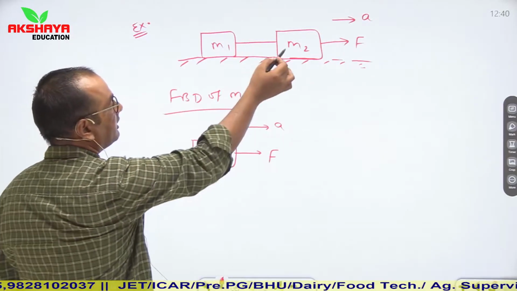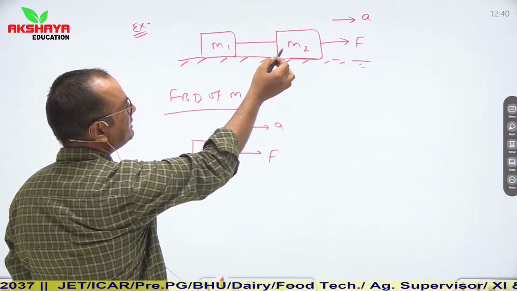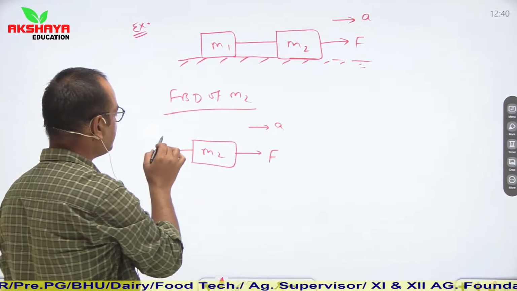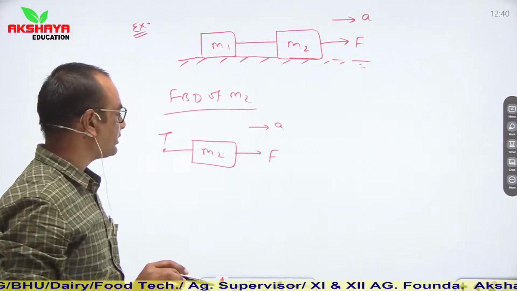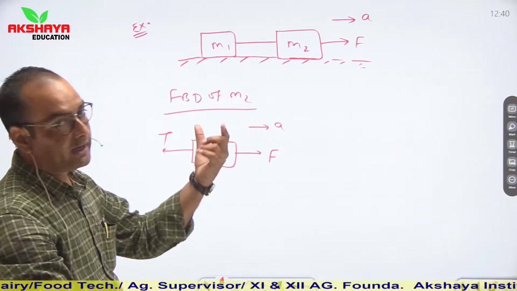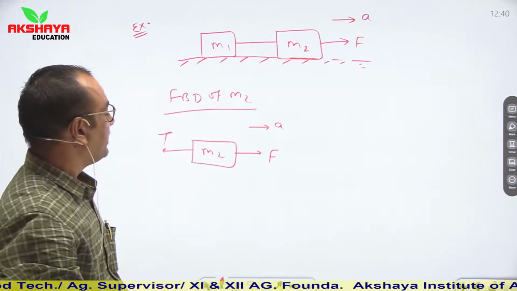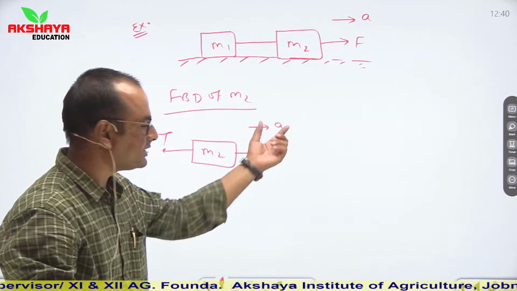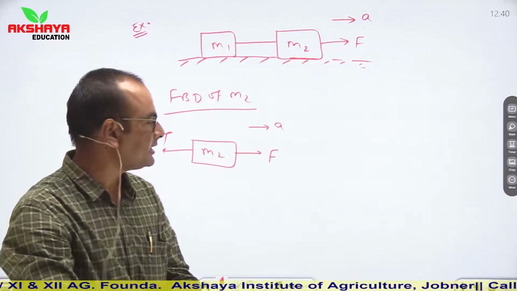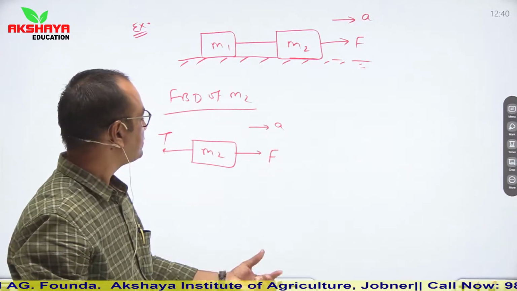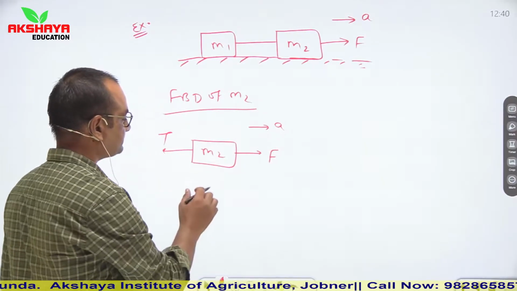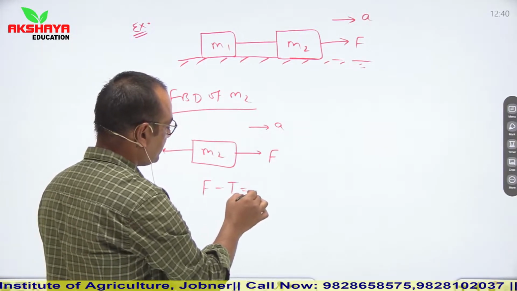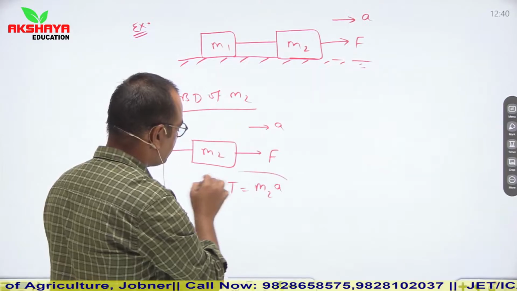So tension in this string for this M2 is away from the object, so this way. This is the direction of tension. Let us say this is T. So here let us see, in case of balancing, net force in X direction. So see here, net acceleration. There is no balancing because there is acceleration. So in this situation, F minus T is equal to M2A.